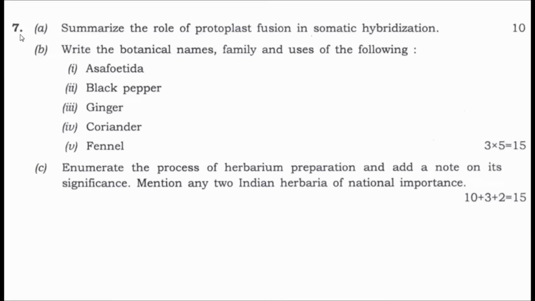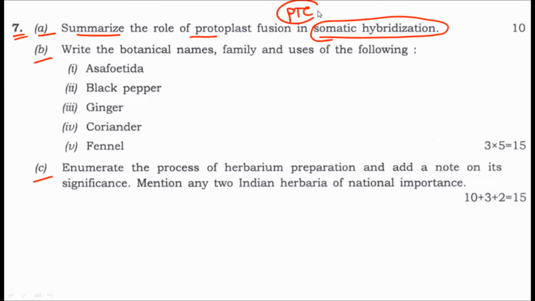The seventh question is divided into three sub questions A, B, and C. The first sub question is: summarize the role of protoplast fusion in somatic hybridization. So it is a plant tissue culture question, and the concept is explained in detail on our channel, so you can check the video to get the answer to this particular question. And for just writing down the protoplast fusion methods for somatic hybridization, you will get 10 marks.